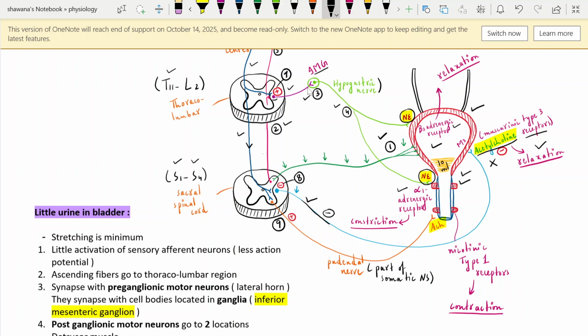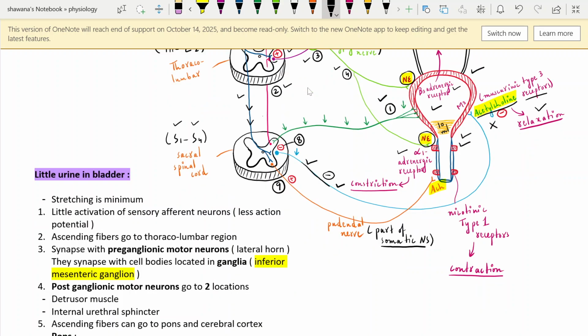This part of the spinal cord, the anterior gray horn of the spinal cord, is where the fibers descending from the pontine storage center will synapse. This is part of the somatic nervous system. The fibers will go via the pudendal nerve and they will specifically synapse with the external urethral sphincter receptors. These receptors are specifically nicotinic type 1 receptors, and these fibers, the pudendal nerve fibers, release acetylcholine.